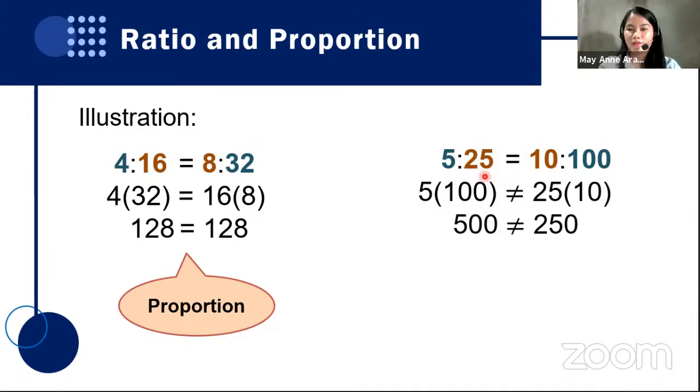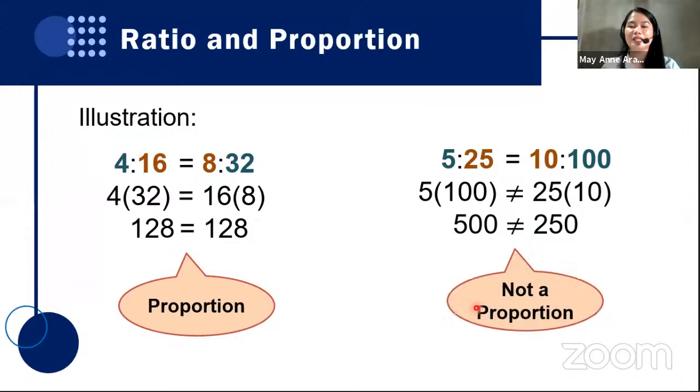Okay, we multiply the extremes. You have 5 times 100 is 500, but 25 times 10 is 250. So since 500 is not equal to 250, this ratio is not a proportion. You can also just simplify this. 4 over 16 is equal to 1/4 if simplified, and 8 over 32 is also equal to 1/4. So they are proportional. And for 5 is to 25, that is 1/5, and for this one is 1/10. So clearly they're not a proportion.